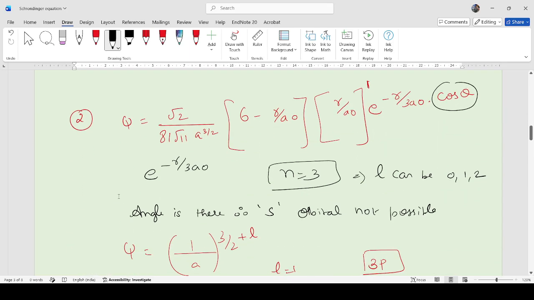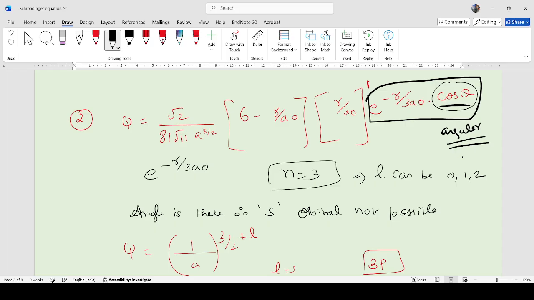Let's look at the next equation. Look at the e power part here. You can see some cos theta is provided, so definitely some angular function is available. It can't be an s orbital. That's my understanding. I am looking at this value. What is the n value here? 3. 3.